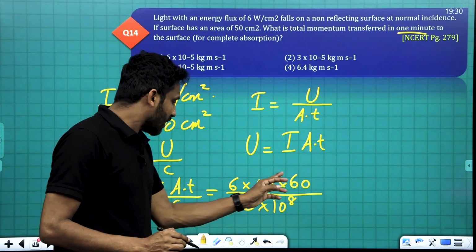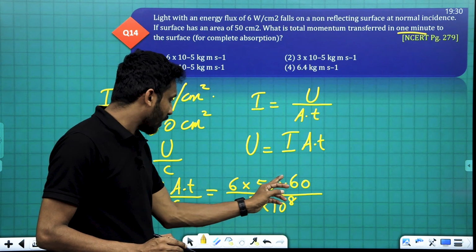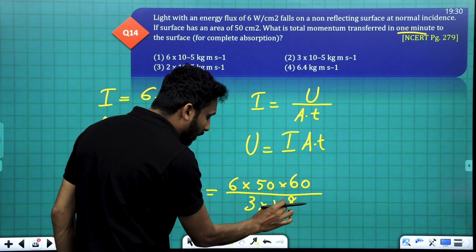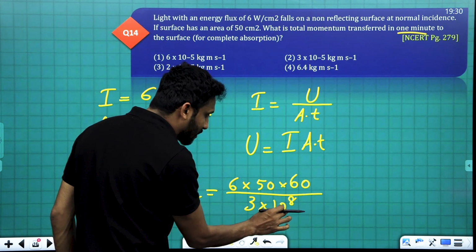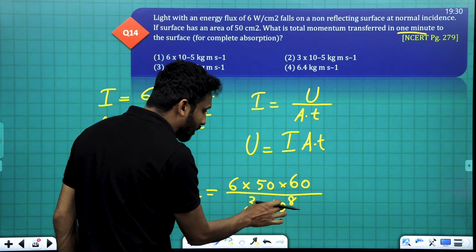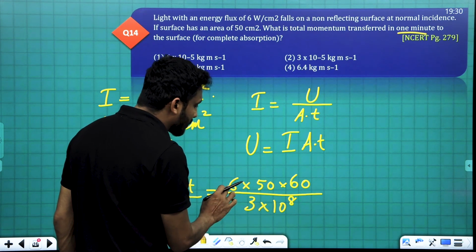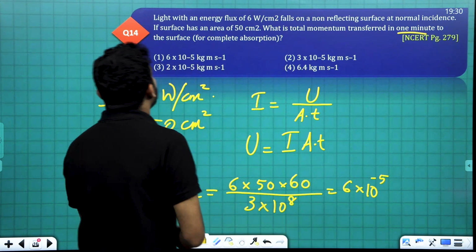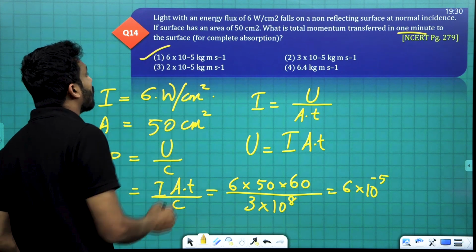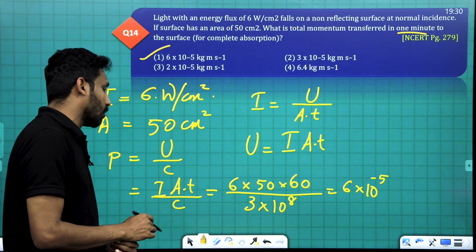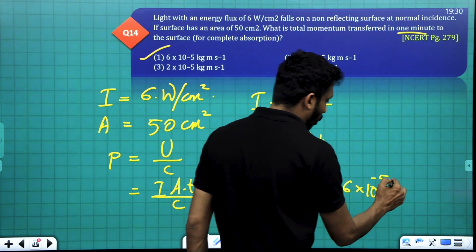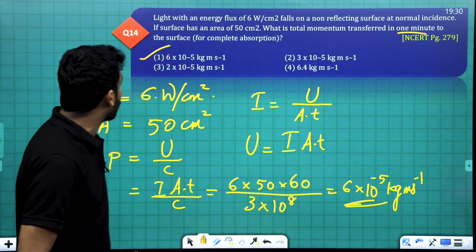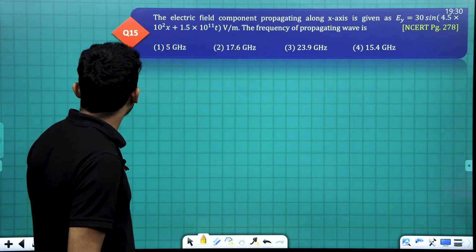6 by 3 is 2. 2 into 50 into 60 gives 10 raised to 2 and 10 power 8 in the denominator, so this will be 10 power 6 over 10 power 8. 2 into 5 is 10, so this will be 10 power 5. Then 6 into 10 raised to minus 5 is the answer, in kilogram meter per second, the SI unit of linear momentum. Very easy calculation. Moving to the next one.